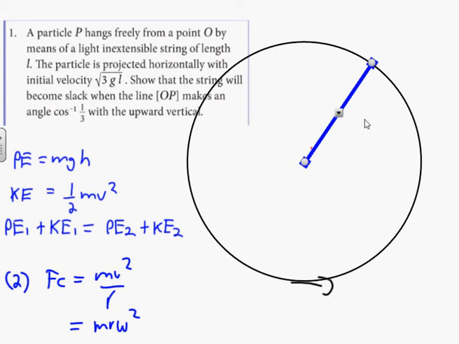Everybody happy with that? So to reiterate, we exert a force on it down here. It's hanging straight down with a weight at the end. Okay? So the particle is the blue box. It hangs freely. We give it an initial velocity root 3gl, and then it goes all the way up, and then it eventually becomes slack, and then it starts falling inwards. Now, show that it makes an angle this with the upward vertical.